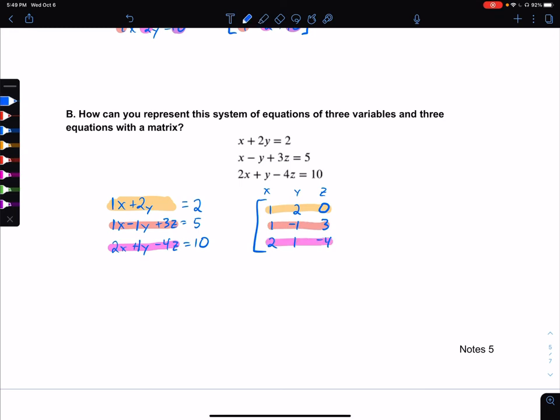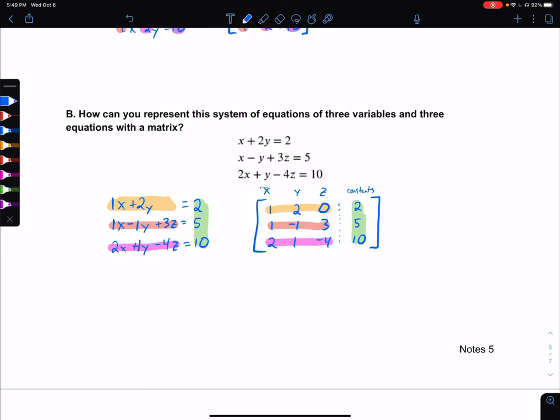Shouldn't be too bad. We do want to write our constants in. I need to show this 2, 5, and 10 here because I need to show the entire system. If I don't show the constants, what they're equal to, then I don't really have the whole system displayed in the matrix. So I'm going to put my dotted line, and then here we want our constants. You wouldn't actually write these words or letters up here. I'm just showing you where they're coming from. So we would have 2, 5, and 10. And that is our augmented matrix to represent that system of equations.